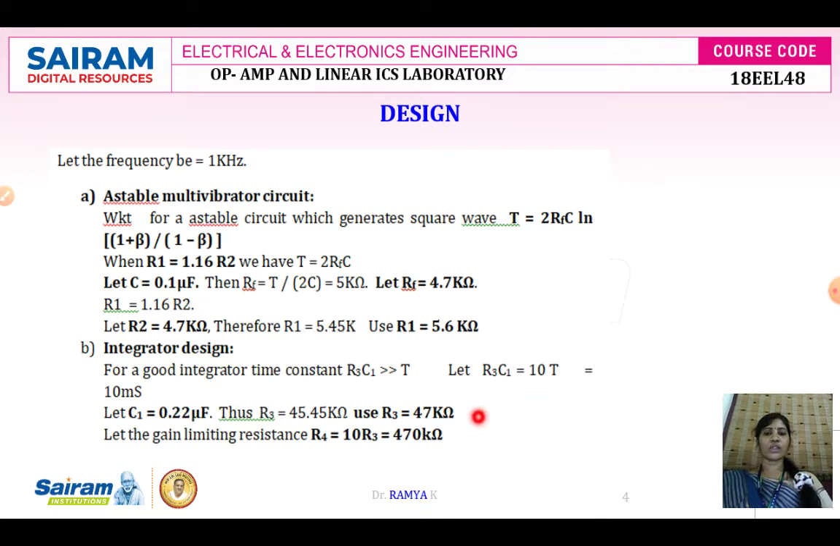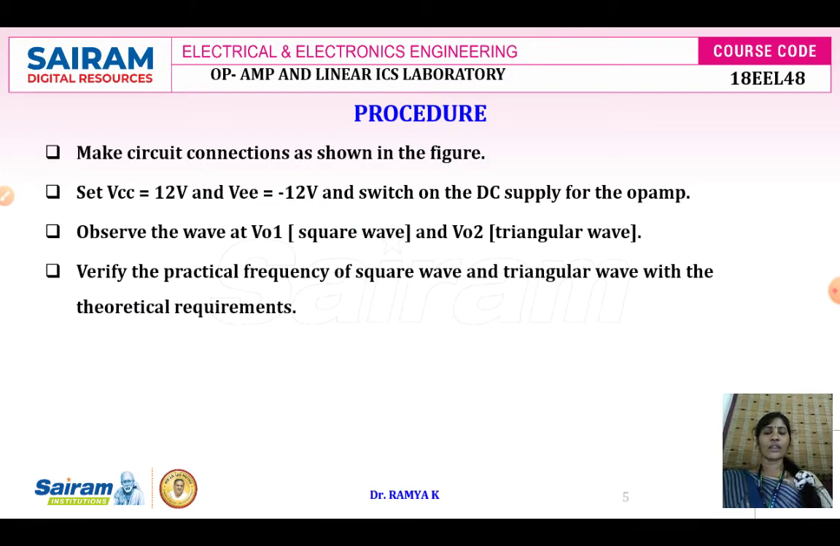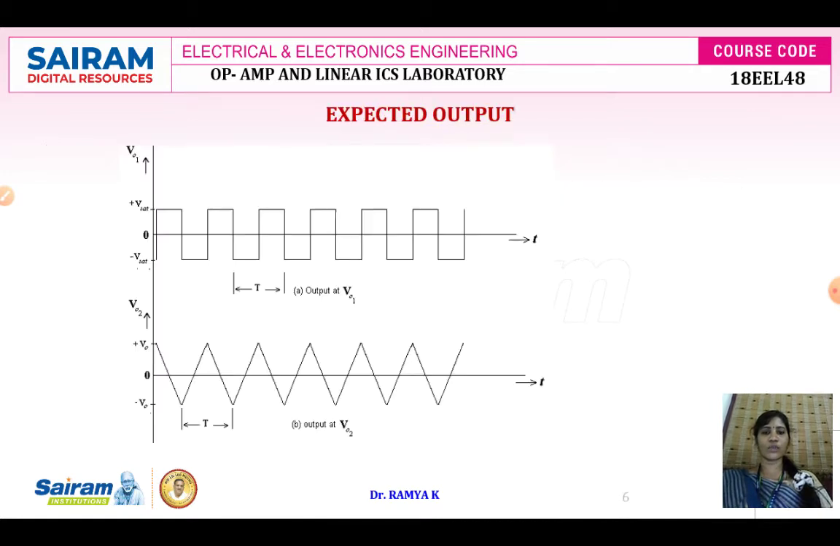According to the design values of R and C and for the corresponding frequency, the circuit is connected and the connections are given as per the circuit diagram. The supply voltage, that is plus VCC and minus VCC, is given as plus 12 volt and minus 12 volt. So this is the expected output.